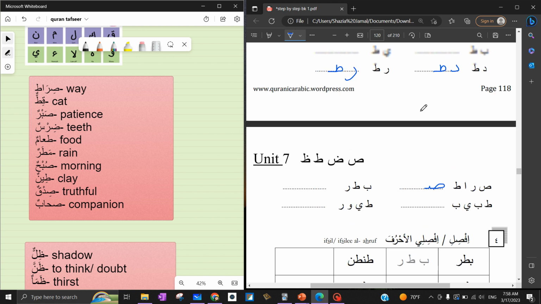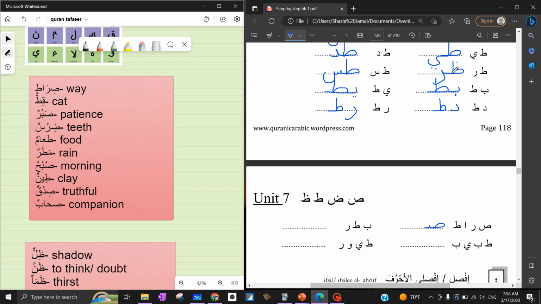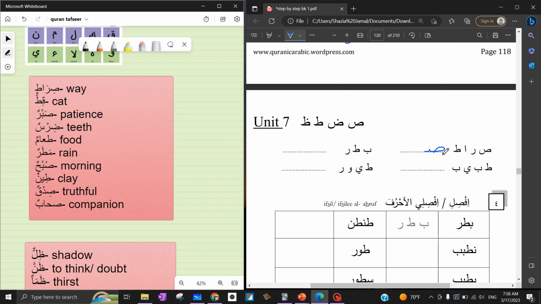What happened in ta? Did we make a line here? Did we make it? No. So this is the only difference between making a ta and making a sad. So let's see. First we make a sad and leave a line. What is after sad? Ra. So continuing with the tail of the sad, going up, coming down, and a slant line with a hook.